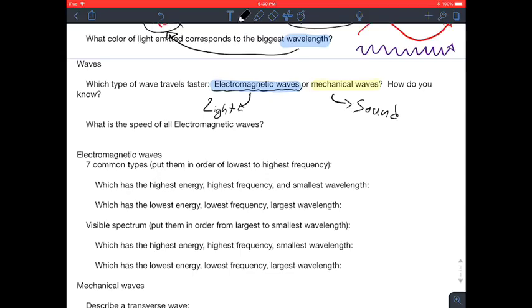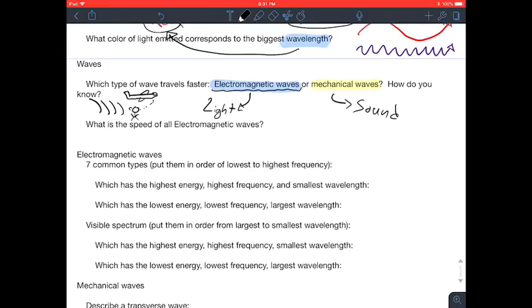Light travels faster. The way I like to think about it is when you see a jet plane fly overhead, you're going to see it go by before you hear it, right? You see it, and then the sound is kind of coming at you later on. So we see the jet plane, then we hear it. That's because light travels faster.